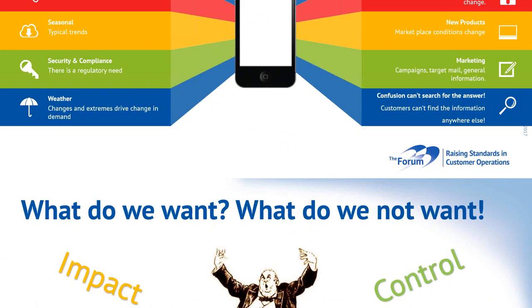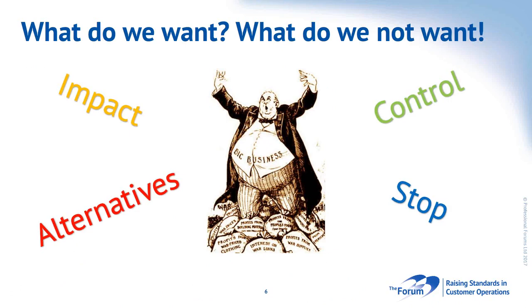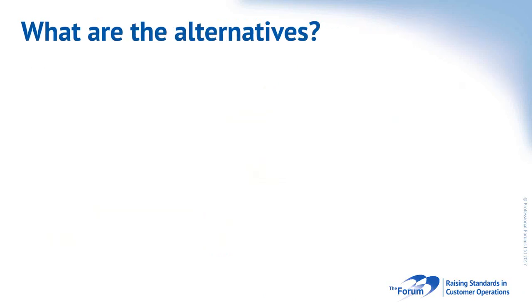So from that, you can then start to say, actually, do we want all of these? Which calls do we want? Which calls do we stop that are just completely unnecessary? What are the alternatives? Because if people are wanting to reach out to us, what are the alternatives for them? And how can we control those? So let's have a little think about some of those then.